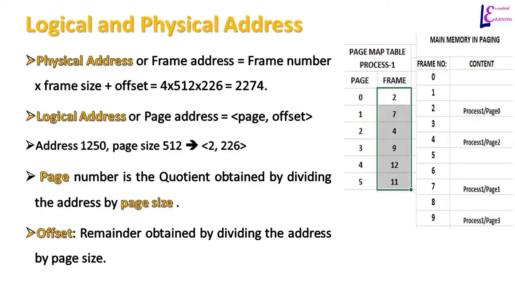A page map table to the right contains entries for a page number and the frame number in memory where that page is stored. Theoretically, all frames are the same size, so a frame may be, for example, 256 bytes, 512 bytes, or 1024 bytes in size. A logical address, or the address of the page in this technique, is written as page number, offset, where page number is obtained by dividing the address by the size of the page, and offset is the remainder obtained by dividing the address by the page size.